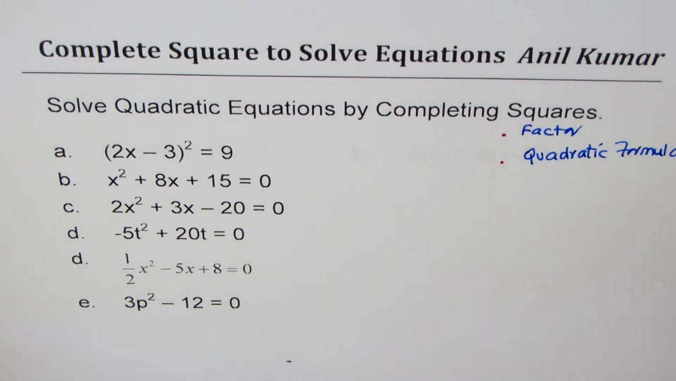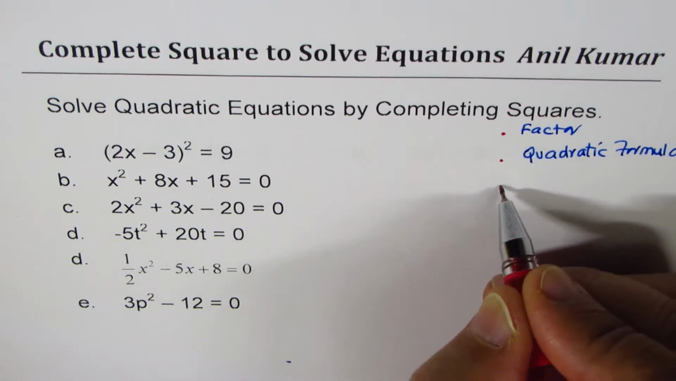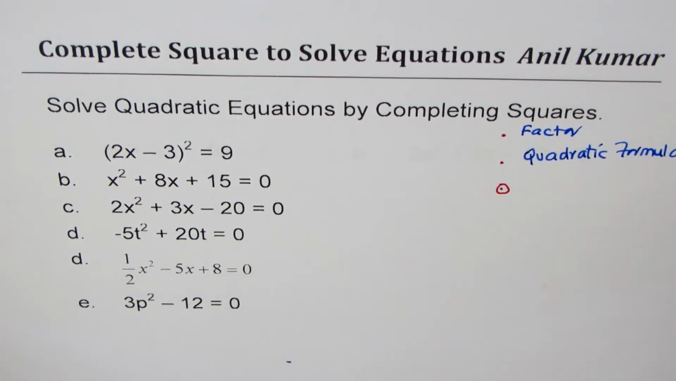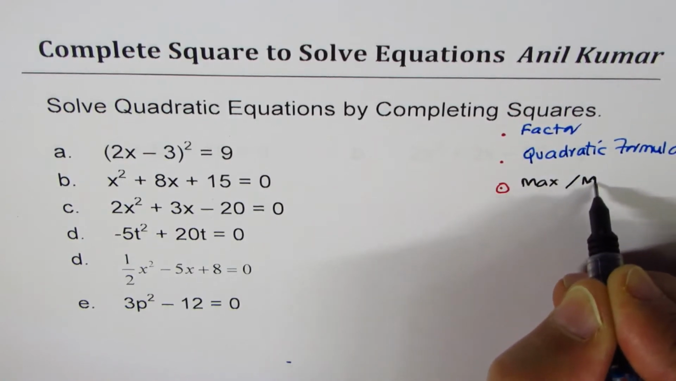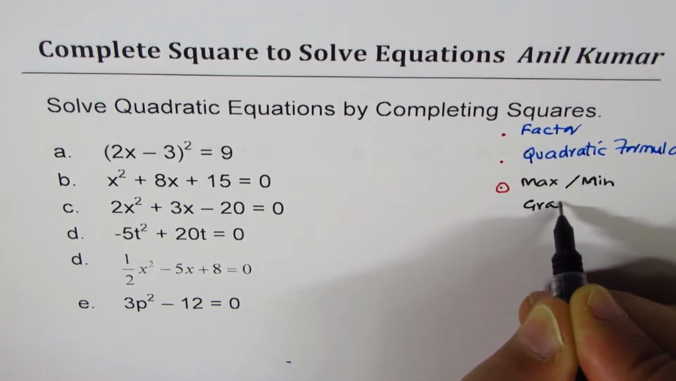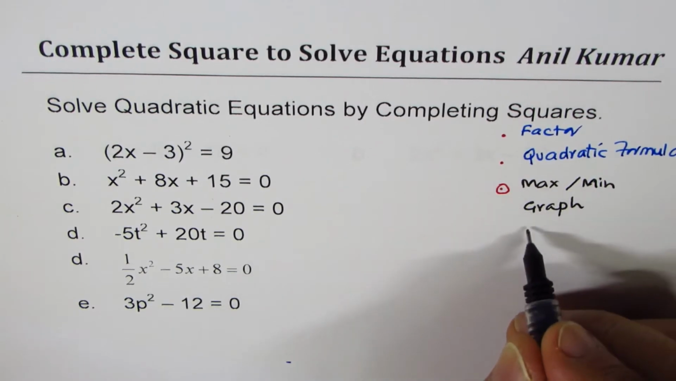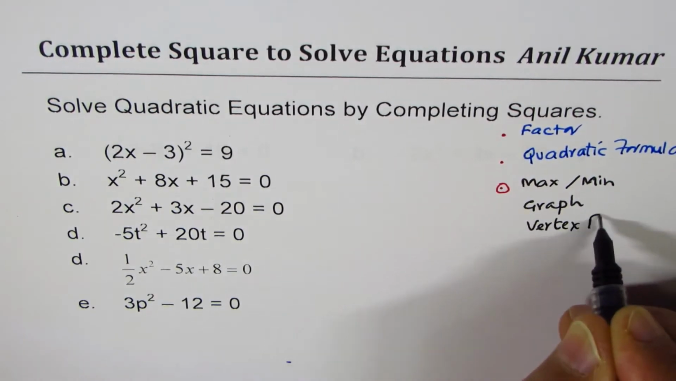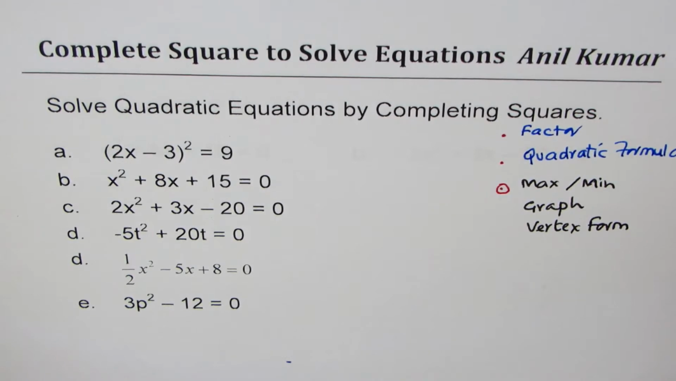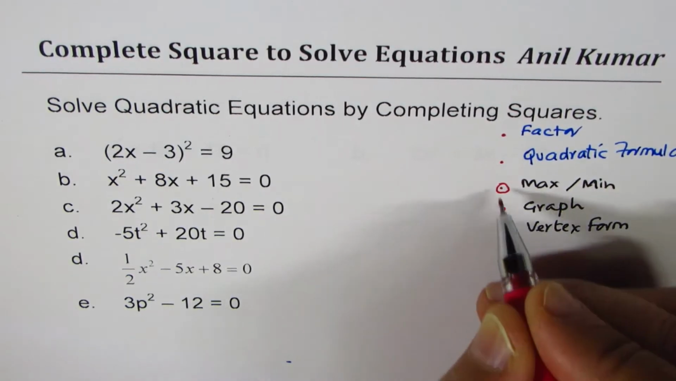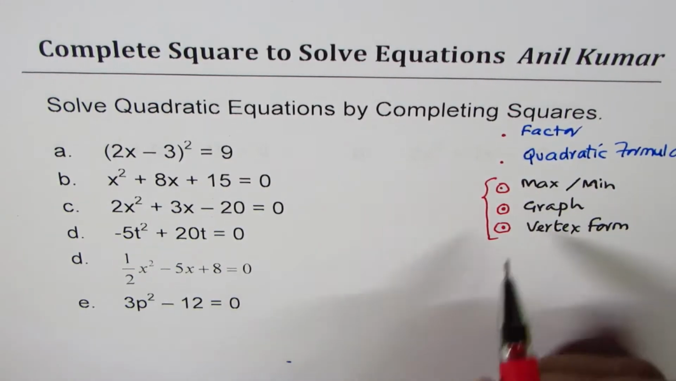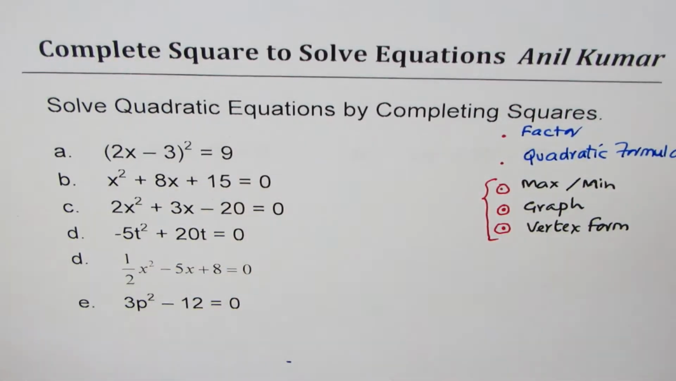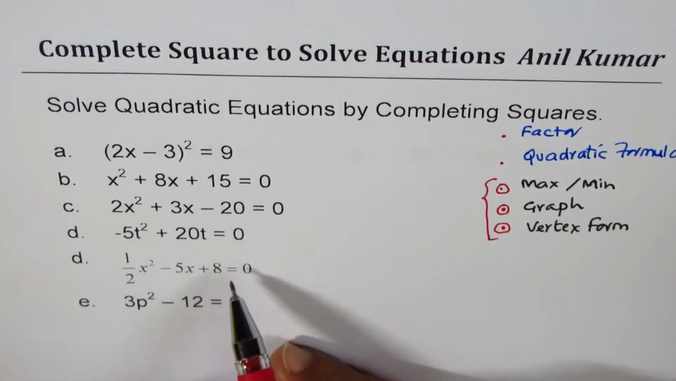But when do you complete squares? You complete squares whenever the questions are asking about maximum or minimum, or even a graph. Then vertex form is what is required, and in such cases we use completing squares, right? Not for really solving quadratic equations like what we are considering now.